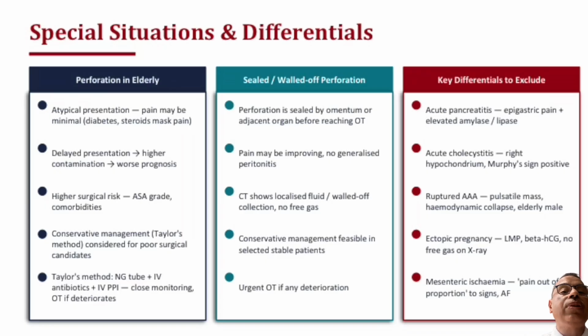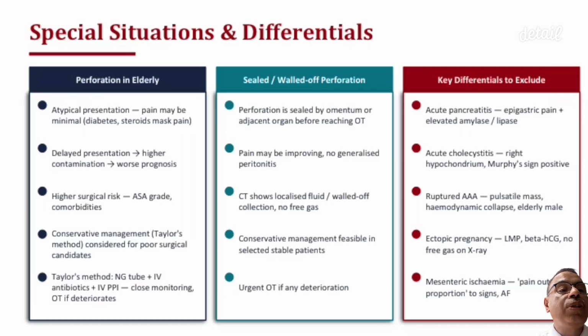Key differentials to exclude in a patient with hollow viscus perforation are, number one, acute pancreatitis, especially in peptic ulcer disease perforation; acute cholecystitis, where the Murphy sign would be positive; and ruptured abdominal aortic aneurysm, where generally the patient has a pulsatile mass and hemodynamic instability. Ectopic pregnancy in lower abdominal pain should always be ruled out, because this is one condition which can be life-threatening. So always ask for the last menstrual period in the history. Always do a beta HCG in suspected cases, and there may not be any free gas on the X-ray, but acute pain. In such cases, ectopic pregnancy should be ruled out with ultrasound.